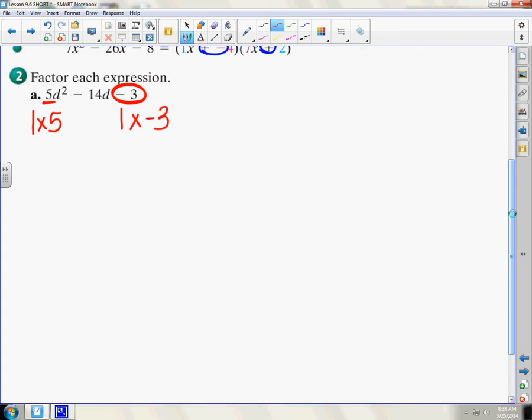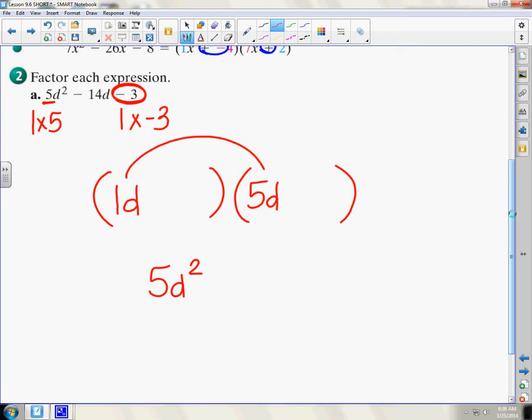So now you want to play around with your numbers. Okay? I want to get 5d squared. So I know that I'm going to have to do 1d and 5d, because 1 times 5 would be 5d squared. So that would get me my first multiplication. Now my end, I want 3. So my two last numbers have to give me 3. So I know it's going to be 3 and 1, because that would give me a 3 at the end, and I want it to be negative. So I'm going to play around with this and see if it works.